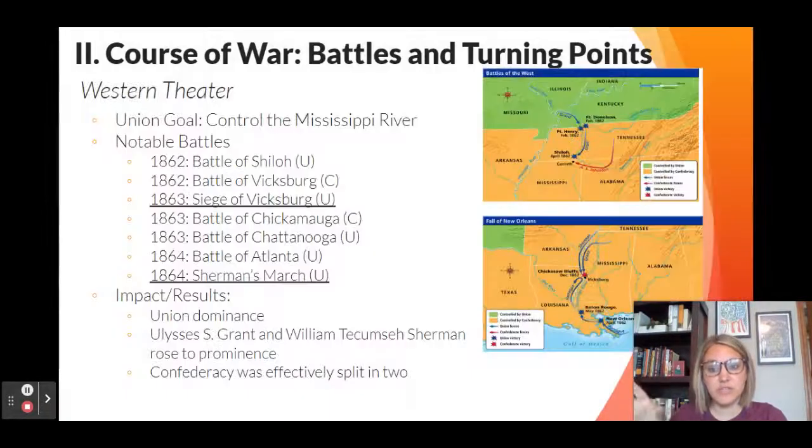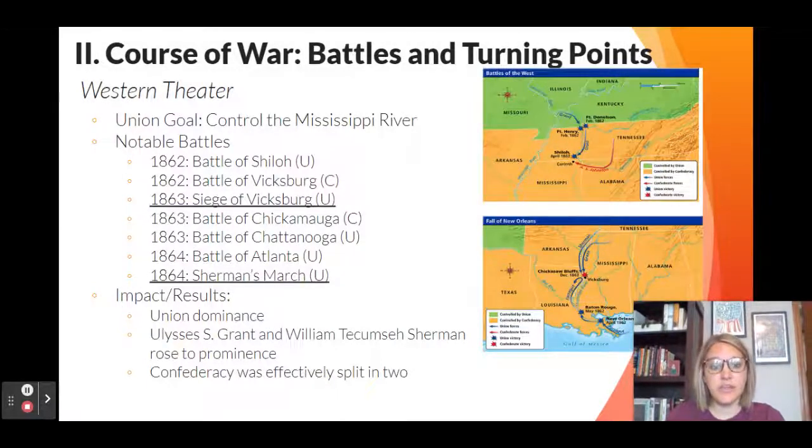So now let's shift over to the Western theater of war. The Union goal here is to control the Mississippi River. What we see happening over here are some pretty significant battles that had high casualties. The Battle of Chickamauga had the second highest total casualties next to Gettysburg. And we do see a lot more Union success or Union dominance in this area. A significant one will be the siege of Vicksburg, where the Union takes full control of the Mississippi River and achieves that part of the Anaconda Plan, splitting the Confederacy in two.